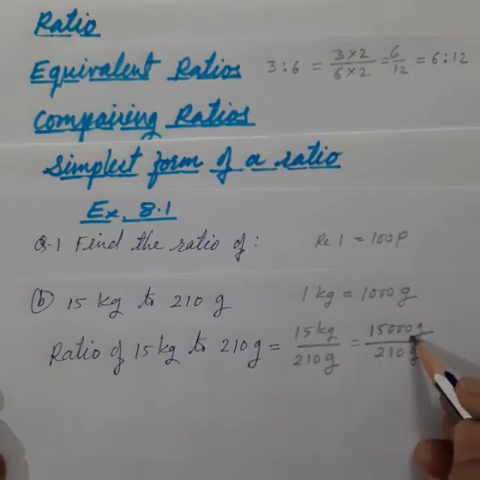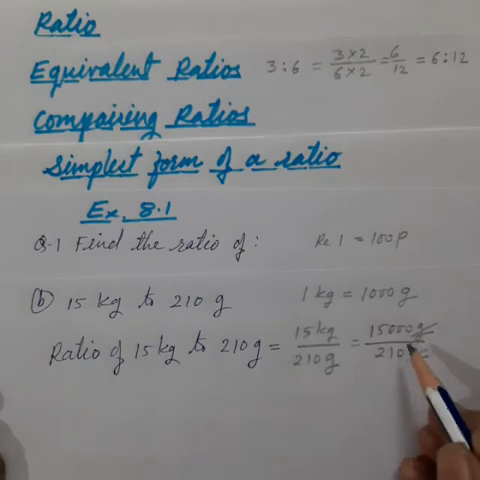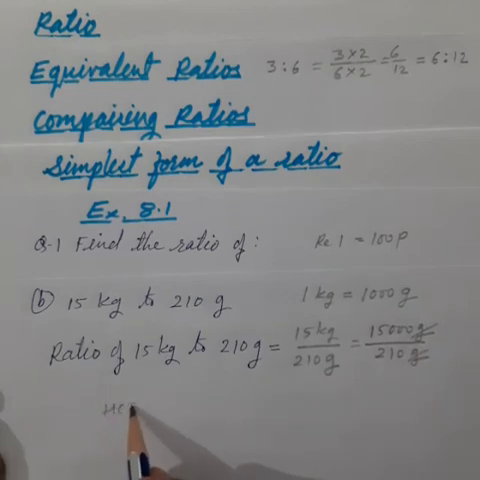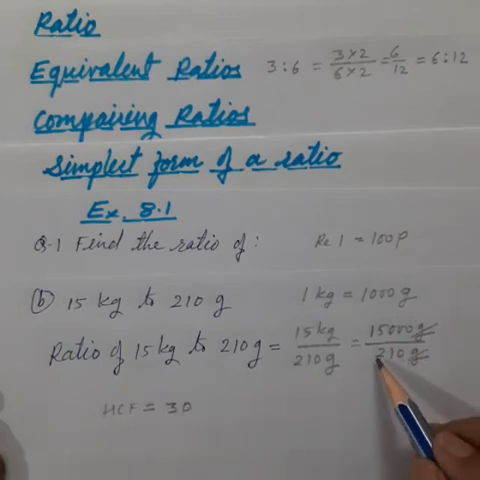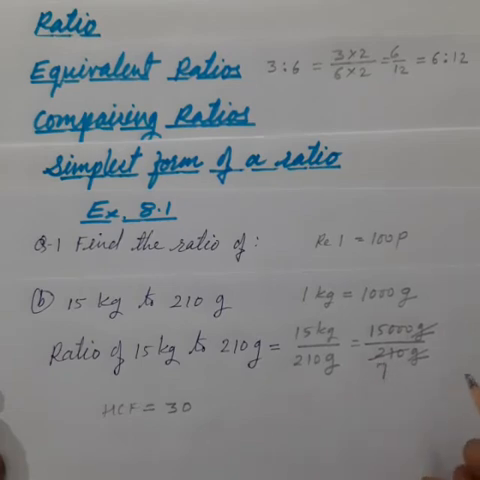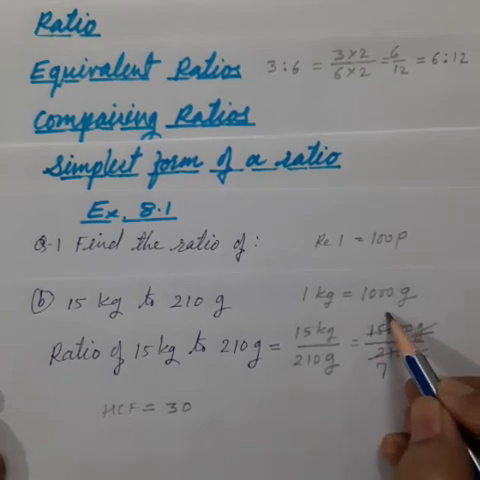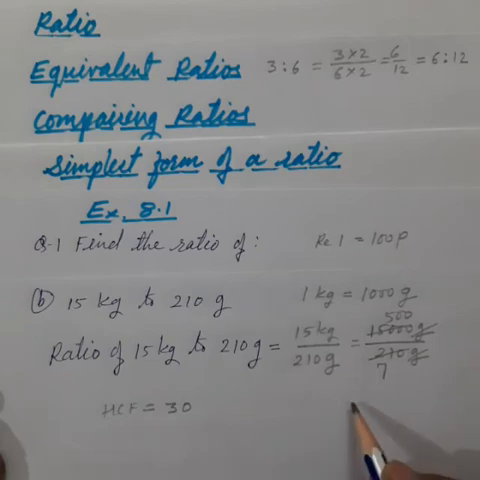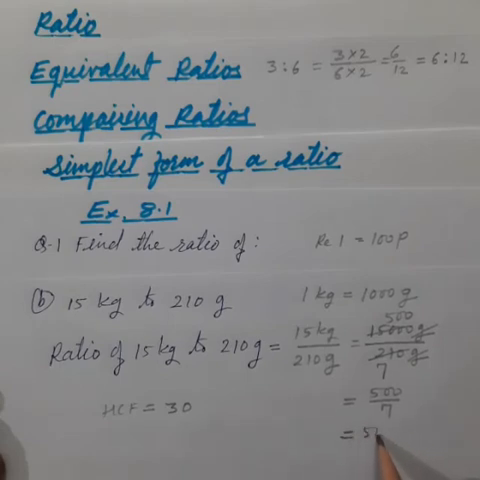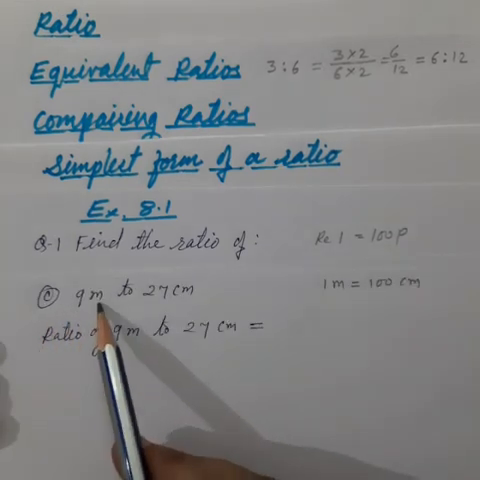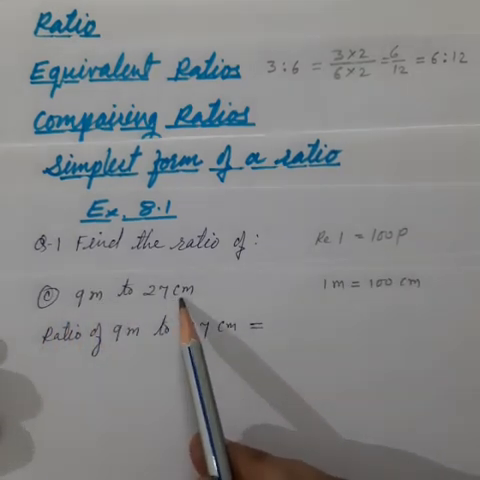Now units are same, will cancel and find out the HCF of numerator and denominator. HCF is 30 here. So divide both numerator and denominator by 30. 7 30s are 210 and 30 500s are 15,000. We get fraction here 500 by 7 and the ratio is 500:7.